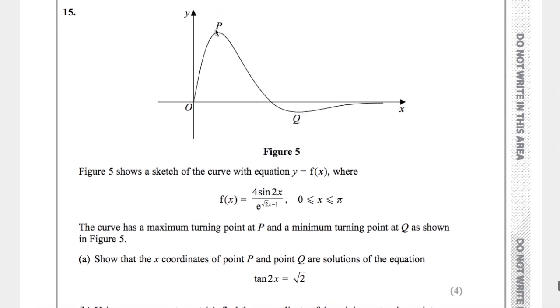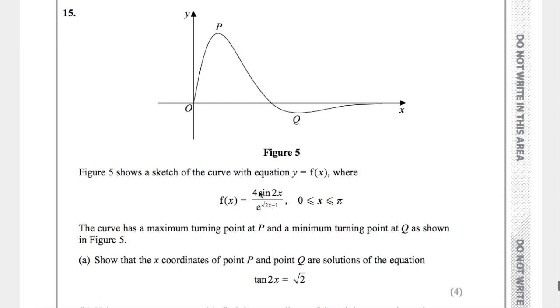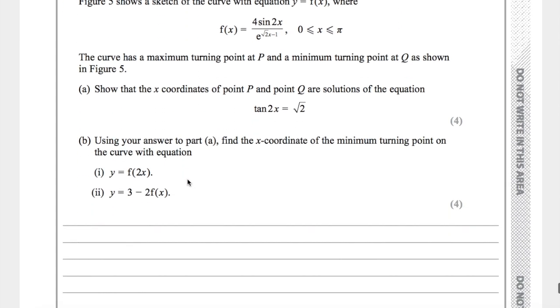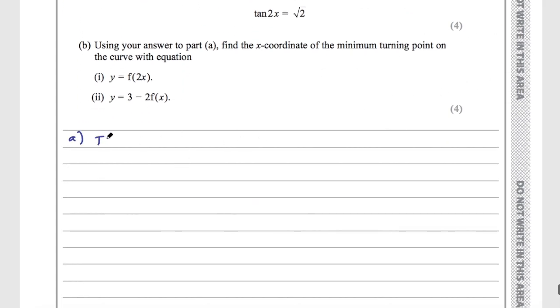Okay, so we've got turning points here of a function, and usually to find where the turning point is, we need to take the derivative of the function and find where the derivative equals 0. Remember, at the turning point, the gradient is 0, and so the derivative will be 0. So what we want to do here is to find the derivative of this function, make that equal to 0, and then try to solve it or rearrange it to get the tangent of 2x equal to root 2. So let's start by finding the derivative of this equation. Okay, so for part A, let's state our reasoning. So we can say the turning point will occur when f dash x equals 0.